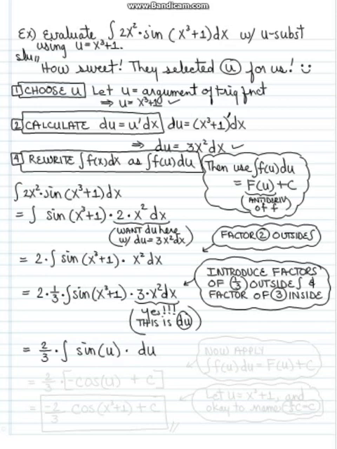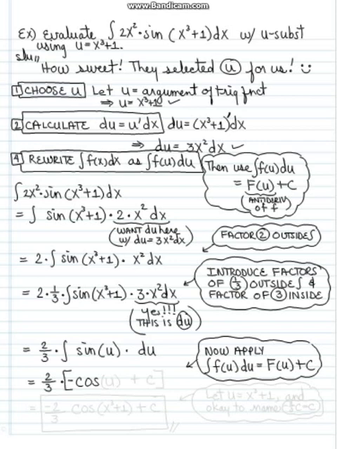So this is 2/3 times the integral of sine u du. All ready to go, sine u du. Ready to apply the fundamental theorem here in terms of u. I get 2/3 times the antiderivative of sine. Well, cosine would give me negative sine, but I want sine, so it's a negative cosine of u plus the constant of integration. Okay, now I just have to replace u with what we said it was equal to.